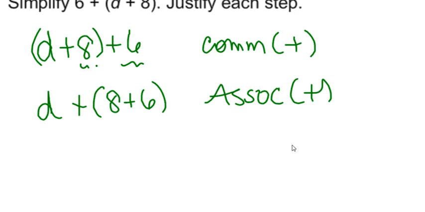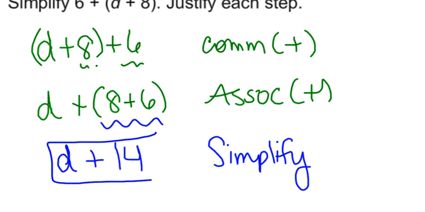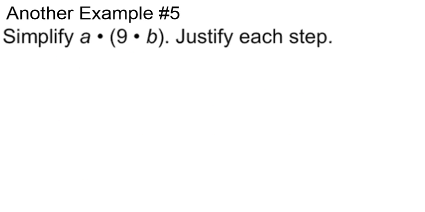And then now I can just start simplifying, so my numbers I can do. So d plus 8 plus 6 is 14. So my last step was I simplified. Okay, so d plus 14 is my answer. Here's just one last example. a times 9 times b. All right, so what we're going to do is, first I want to just kind of reorder this because I want to keep my variables together. So I'm going to have 9 times b and then times a.